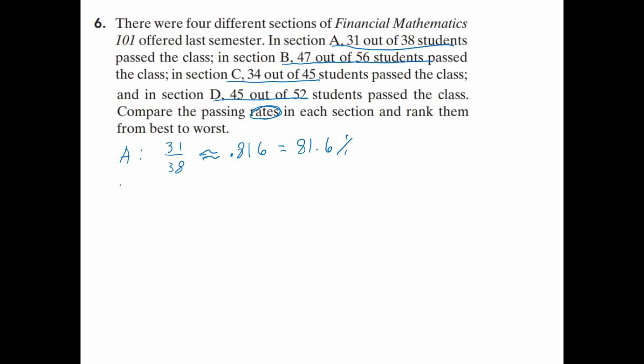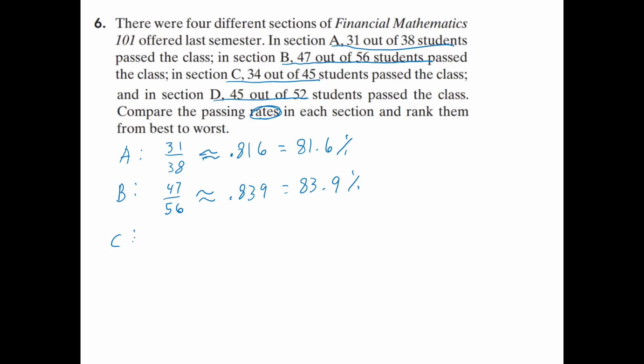Okay, so now for B, we had 47 out of 56. These squiggly lines mean approximately. So 47 out of 56 is 0.839. And then we can write that using a percent symbol. Just makes it a little easier for people. 83.9%.